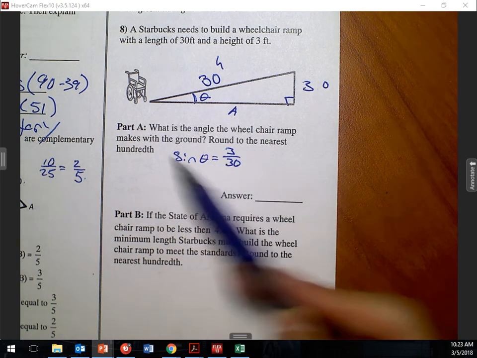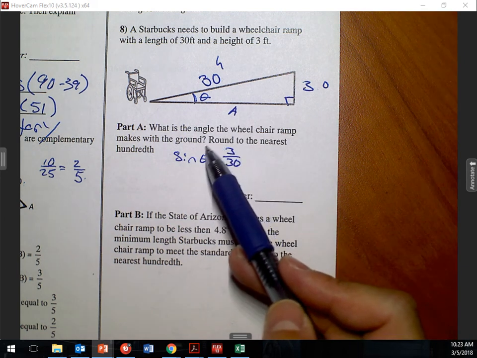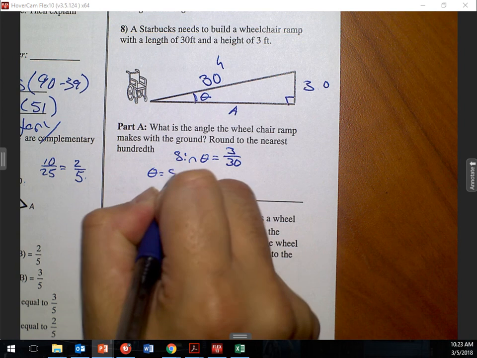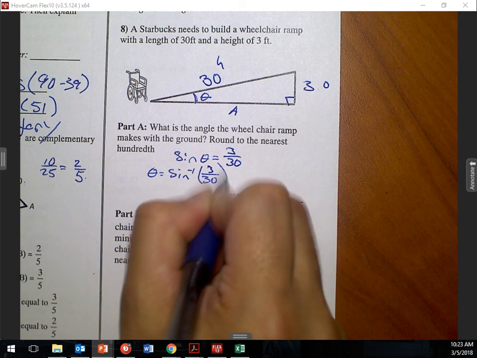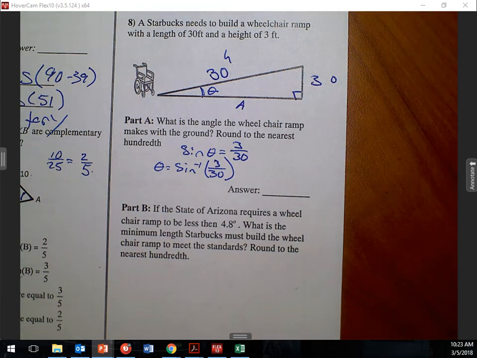And so this is the point where it changes, right? Where I'm trying to get the theta by itself, I have to do the inverse. So from here, it's going to be theta equals inverse sine of 3 over 30. And your calculator has to be in degrees. My last class, first hour, was doing everything in radians. If you put it in your calculator that way, you're not going to get the right answer.